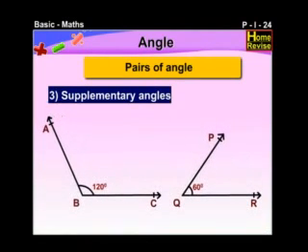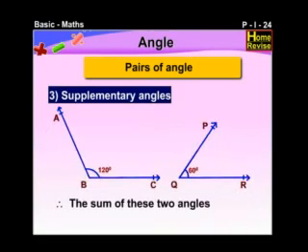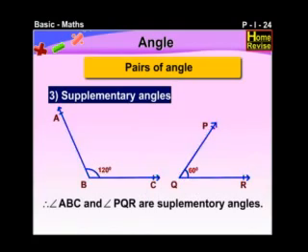Look at the figure. Measure angle ABC is equal to 120 degrees. Measure angle PQR is equal to 60 degrees. Therefore, the sum of these two angles, 120 degrees plus 60 degrees, is equal to 180 degrees. Therefore, angle ABC and angle PQR are supplementary angles.